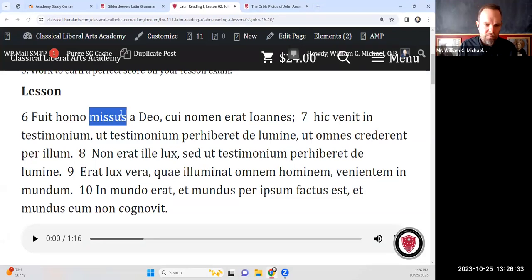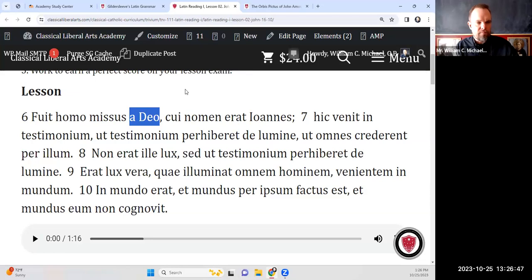Missus. What does missus mean? Sent. Very good. Sent. That's always easy to remember because we can think of a missile being shot somewhere. And then we have a prepositional phrase, a deo. What does a deo mean? Not to God, it means from God. What about ecclesiastical Latin? What about it? I don't know what you're asking there. Ecclesiastical Latin is just later Christian Latin pronunciation, same language. So fuit homo missus a deo.